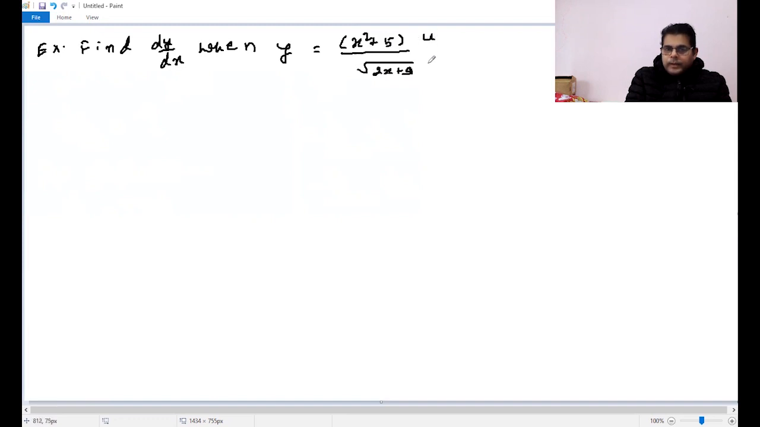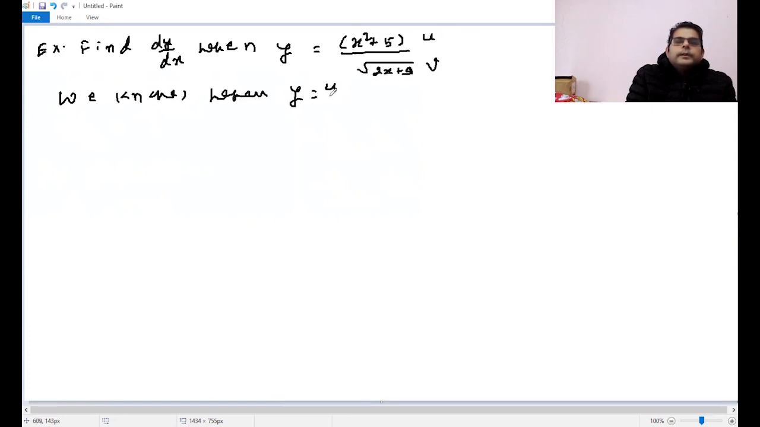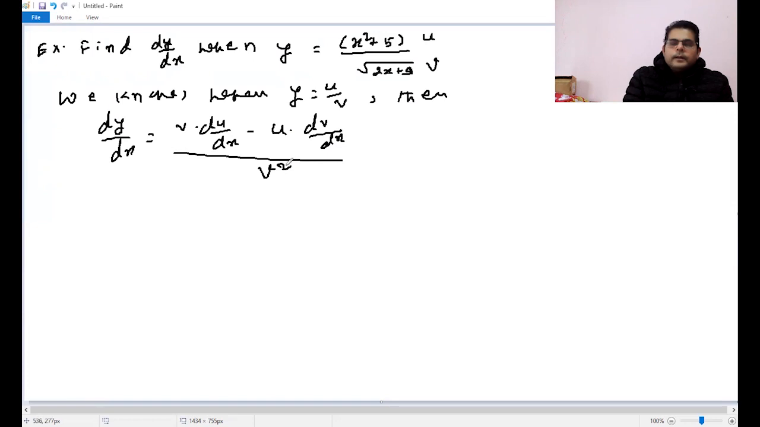So you can take the numerator as u and the denominator as v, and we know that when y equals u by v, where both u and v are functions of x, then dy by dx is going to be v times du by dx, minus u times dv by dx. After that, the whole thing is going to be divided by v squared, and then we place u and v in their respective places in the formula.